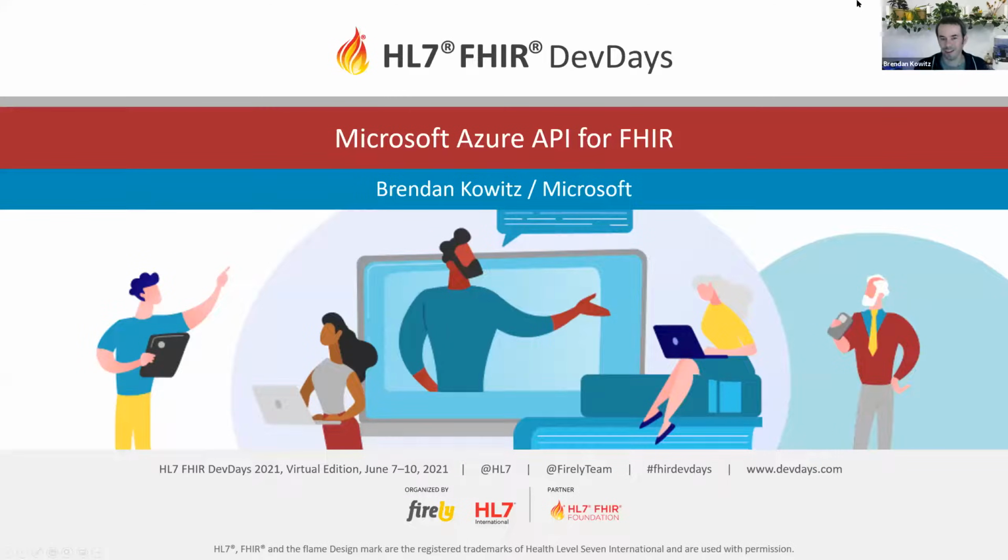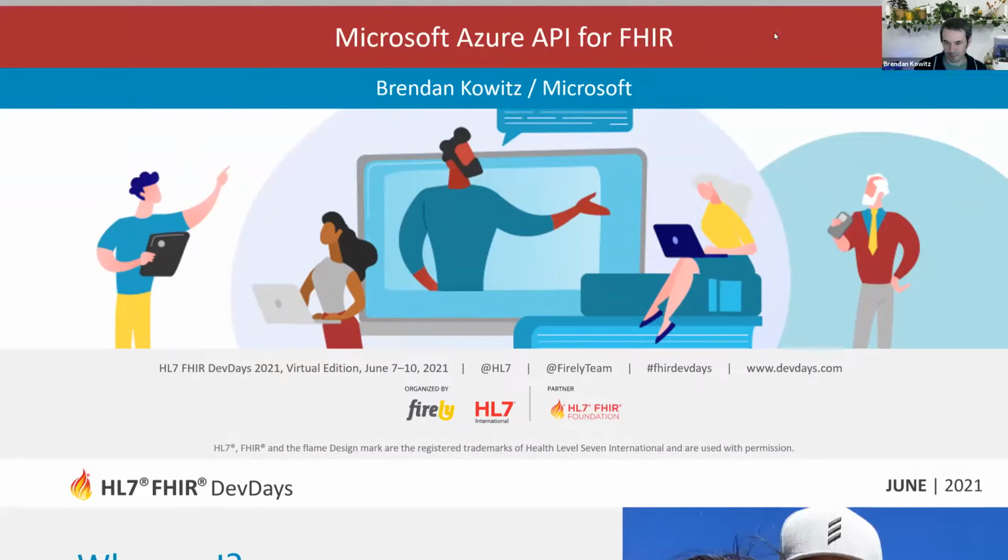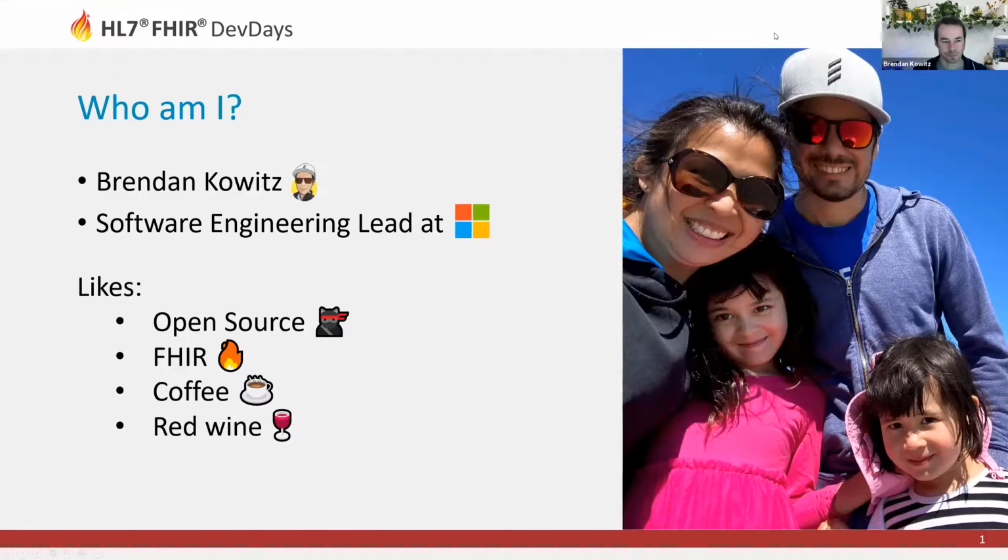Cool, thank you. All right, and welcome everyone. Today I'm talking about Microsoft Azure API for FHIR. And to get started, I just want to introduce myself a little bit. Okay, so who am I? My name is Brendan Kowitz. I'm a software engineering lead at Microsoft.